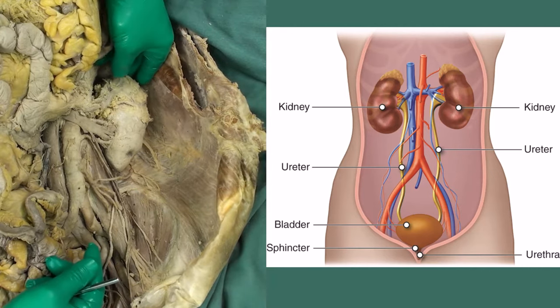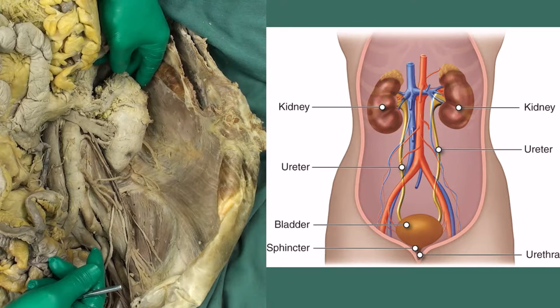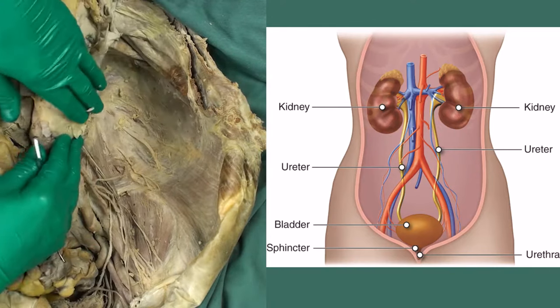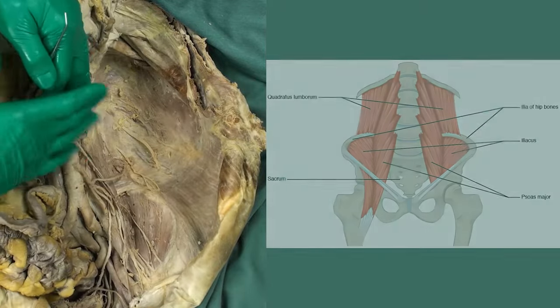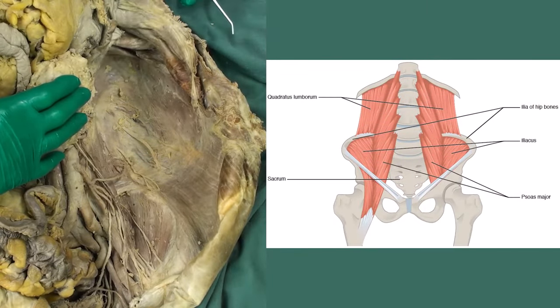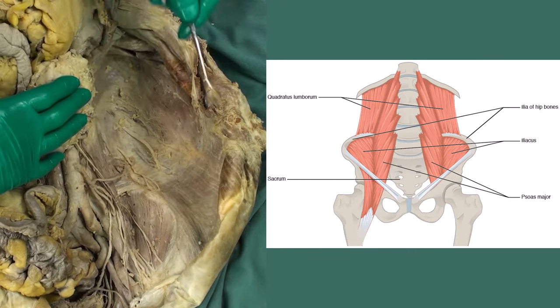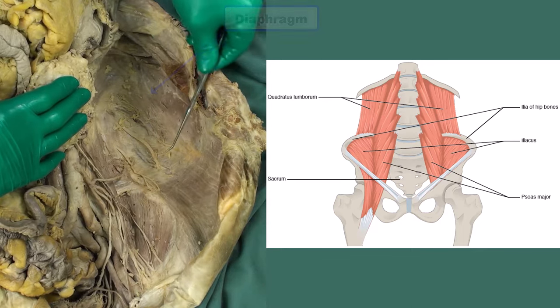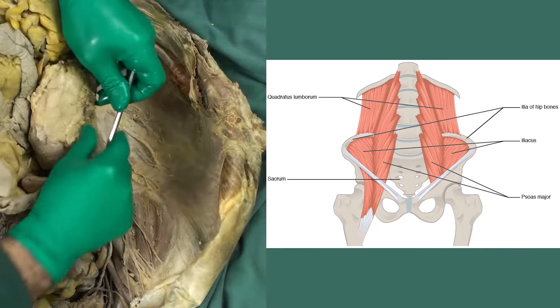In regards to the relationship of the kidney with the other structures, I'm gonna lift the kidney and pull it to the right side and look at the muscular bed, which is made by several muscles that make a bed for the kidney. So here are the fibers of the diaphragm. Then we have the transversus abdominis right here.